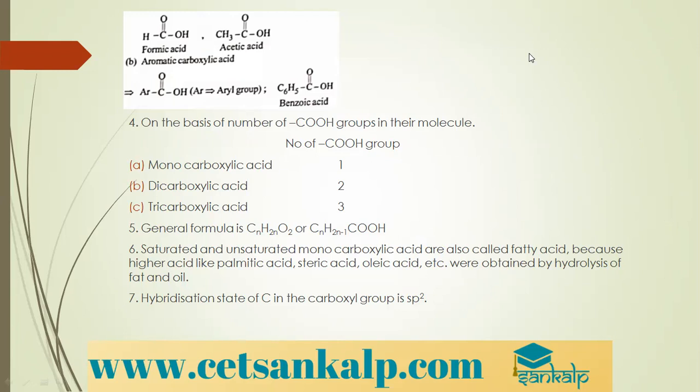Now you may have the question, why does a carboxylic acid have another term? What is the difference between them? If there are only 1 to 10 carbon atoms, we call them carboxylic acids only. But if the number of carbon atoms exceeds 11, 12, 13, 14, 15, then they are called fatty acids. They are called fatty acids because they are higher acids. Examples are palmitic acid, stearic acid, oleic acid, citric acid. Stearic acid is used for the preparation of soaps.